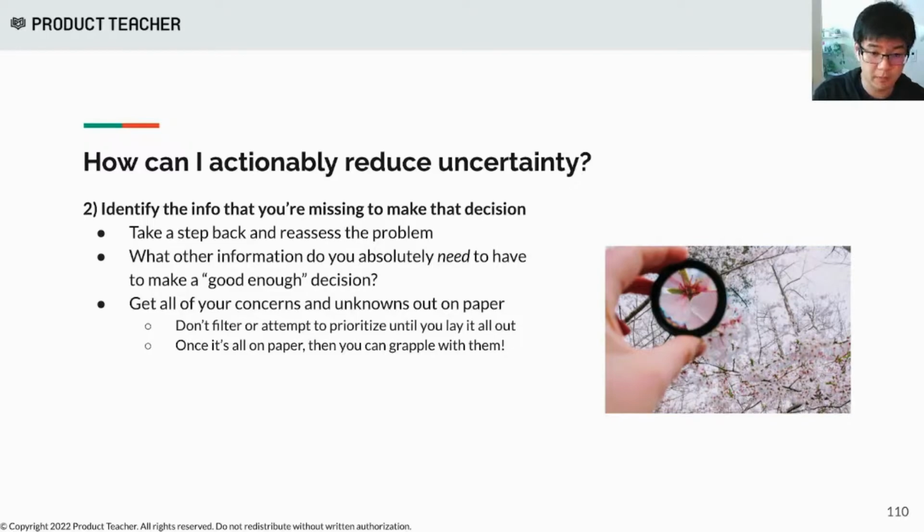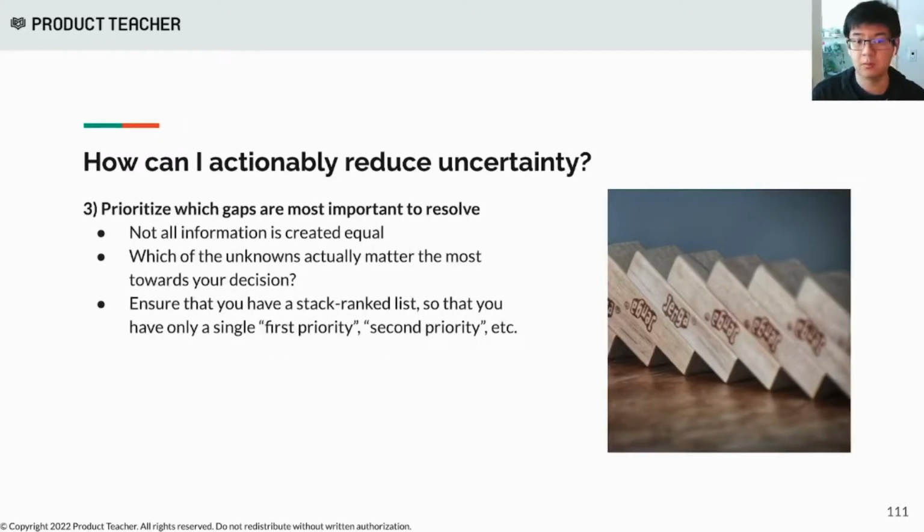Okay, great. From there, looking at the information that we're missing, we now want to prioritize it. Most information is not created equal. Some things are really, really important, and some things don't actually matter. As you think about the decision that you're trying to make, which of these unknowns are really going to give you the hardest time? Which ones really matter in terms of making sure that you've made the right decision?